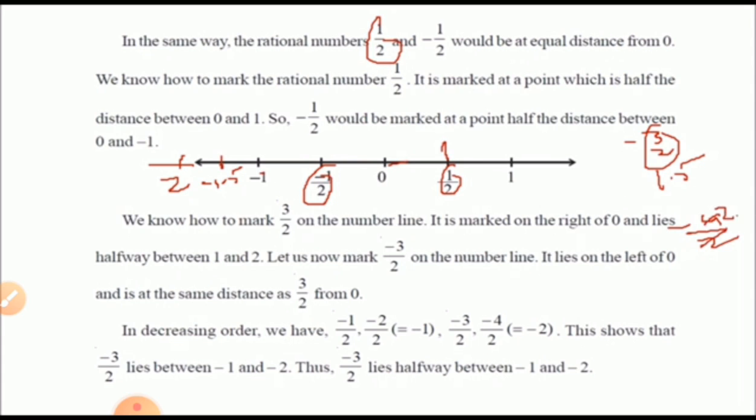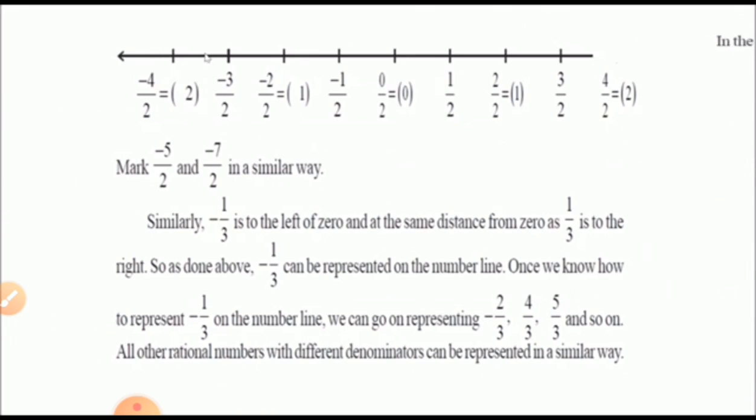Student, same way you can write minus 3 upon 2. Minus 3 upon 2 means 2 upon 2 and then 1 upon 2, that means 1.5. Isn't it? So whatever the numbers are there, you just simplify and get the answer. Same way, minus 4 upon 2, simplified, the answer is minus 2.